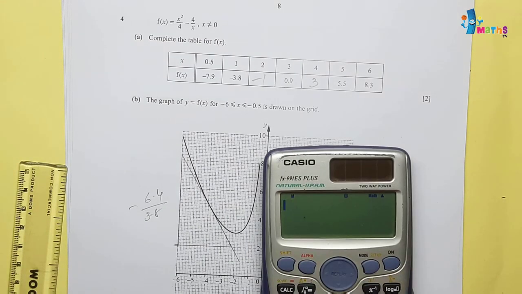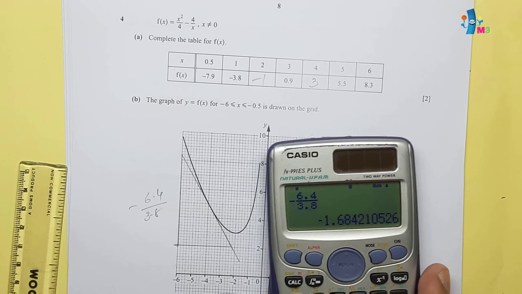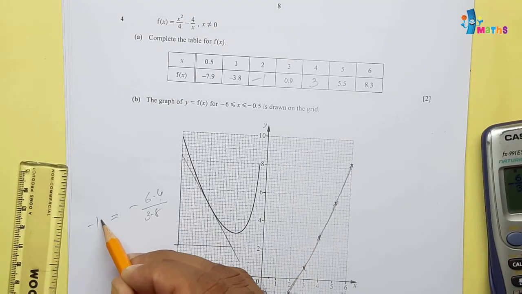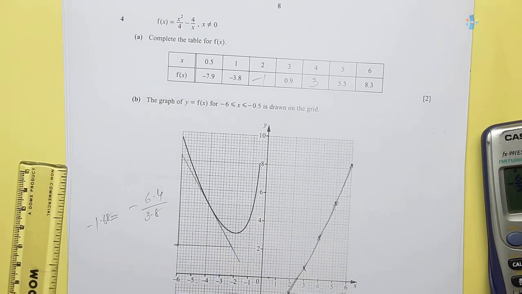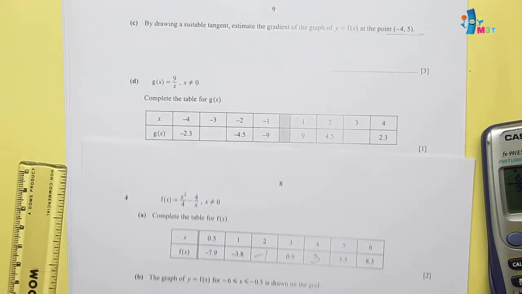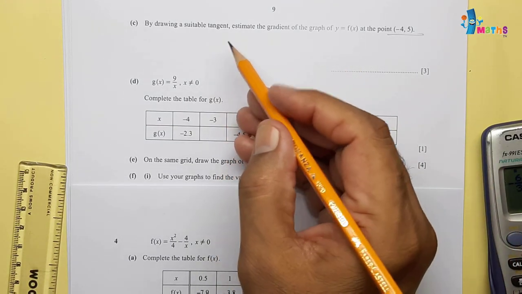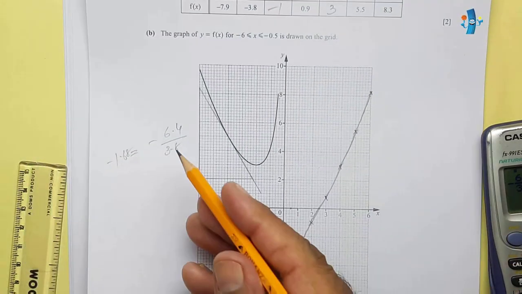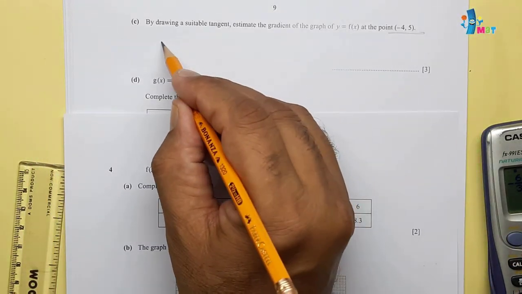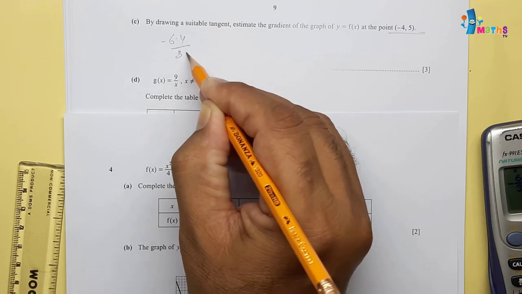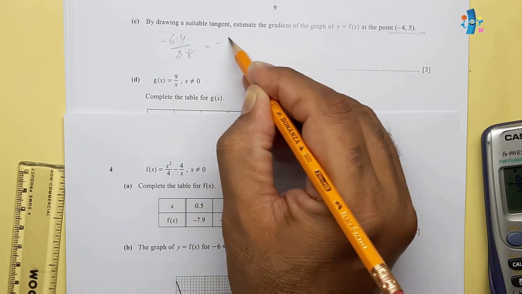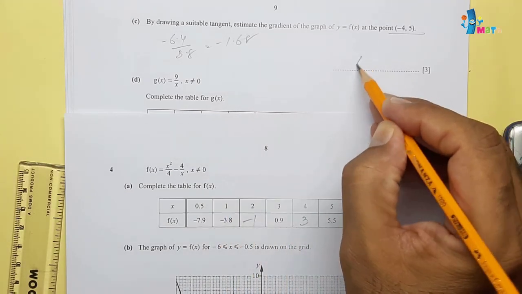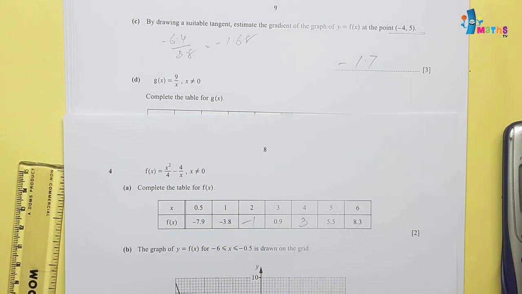This will be minus 6.4 divided by 3.8, which is equal to minus 1.68, or we can write minus 1.7. So we can write the working here also. This working we can copy over here. This is minus 6.4 over 3.8, which will be equal to minus 1.68, and the answer we can write as minus 1.7.